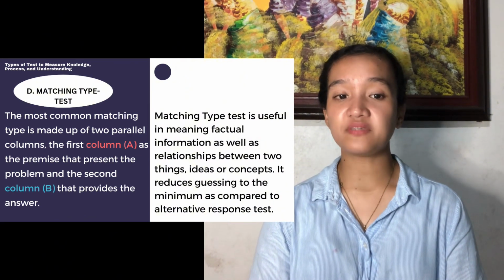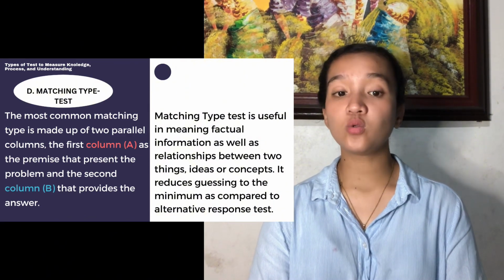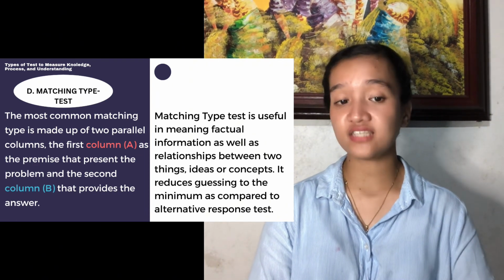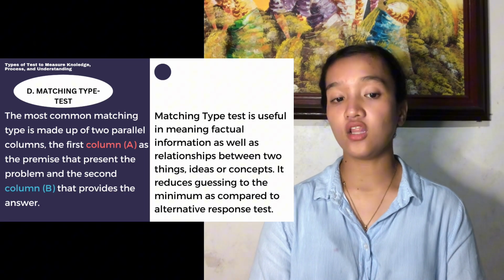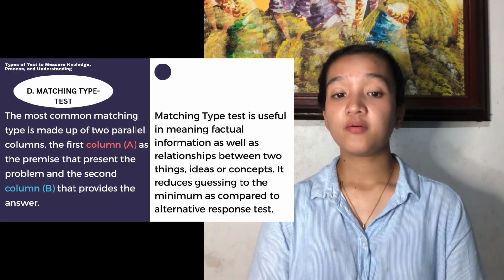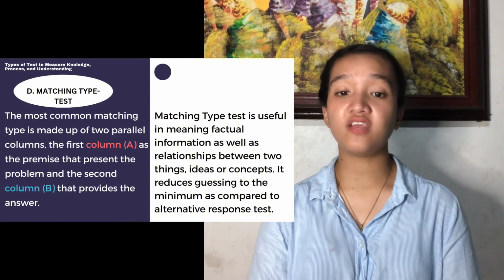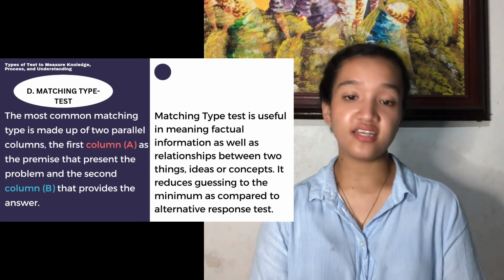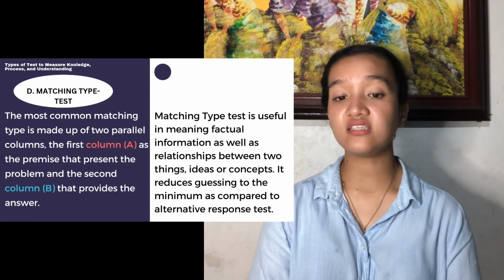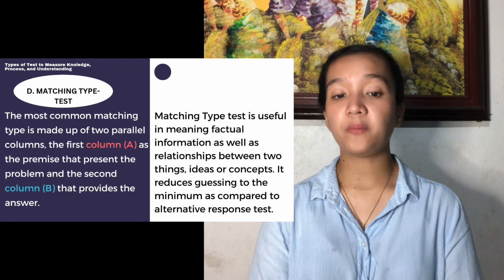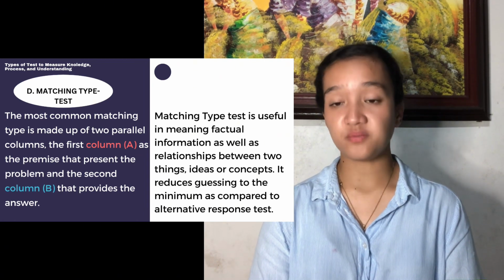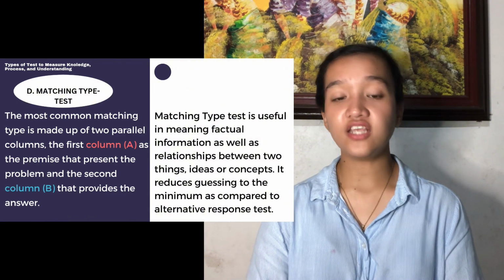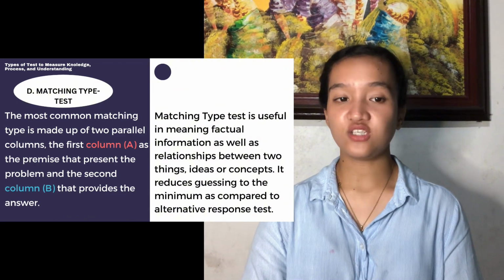Next is the matching type test. So a matching type test is made up of two parallel columns. So the first column A has the premise that presents the problem, and the second column provides the answer. So it is useful in measuring factual information as well as relationships between two things, ideas, or concepts. It reduces guessing to the minimum as compared to alternative response tests. So ang mga relationship that can be used in matching type tests.